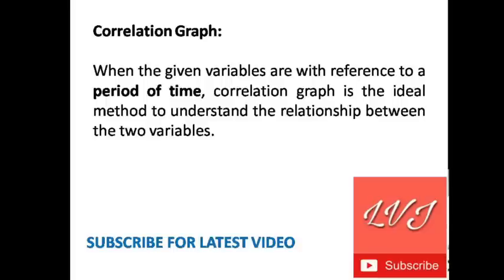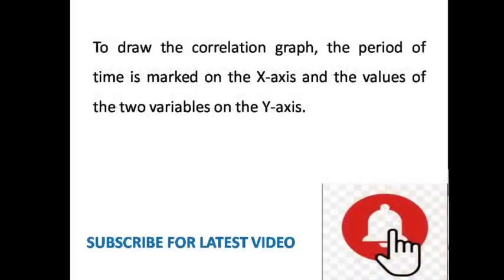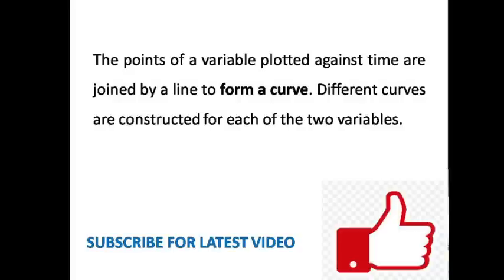What is the pattern of change in the two variables? We are seeing the pattern of change in two variables with respect to time. To draw the correlation graph, the period of time is marked on the x-axis and the values of the two variables on the y-axis. The points of a variable plotted against time are joined by a line to form a curve. Different curves are constructed for each of the two variables.